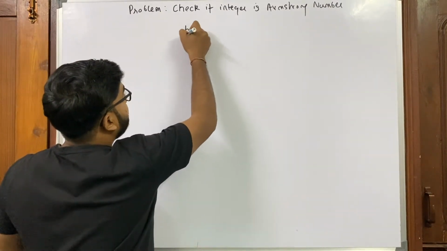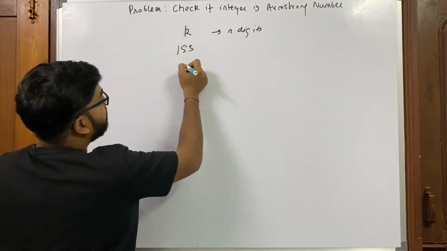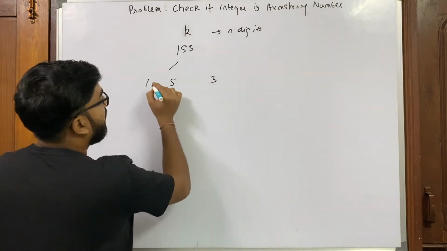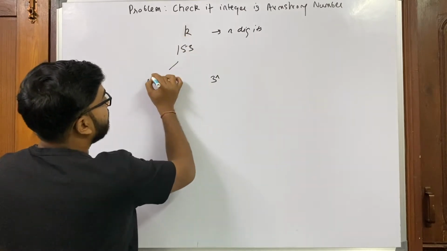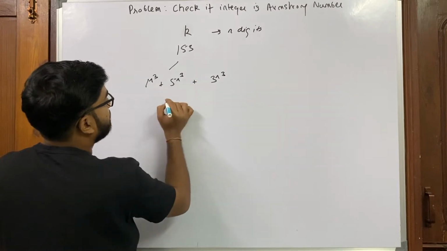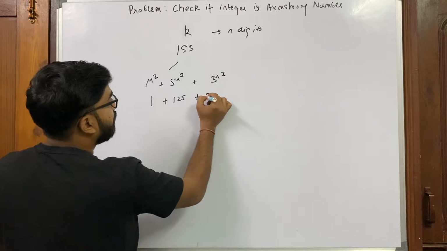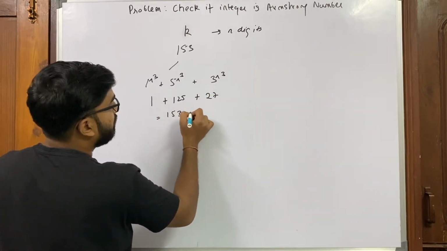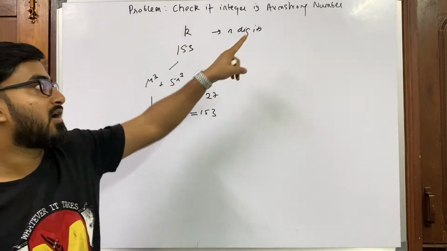So what is an Armstrong number? Suppose we have an integer k of n digits. Taking an example of 153, you pick up each digit separately and raise it to the power of the number of digits in this original integer, which is 3, and add all of this. So 1 cube is 1, 5 cube is 125, and 3 cube is 27. If the sum of all these is equal to the original value k, then this integer is an Armstrong number.